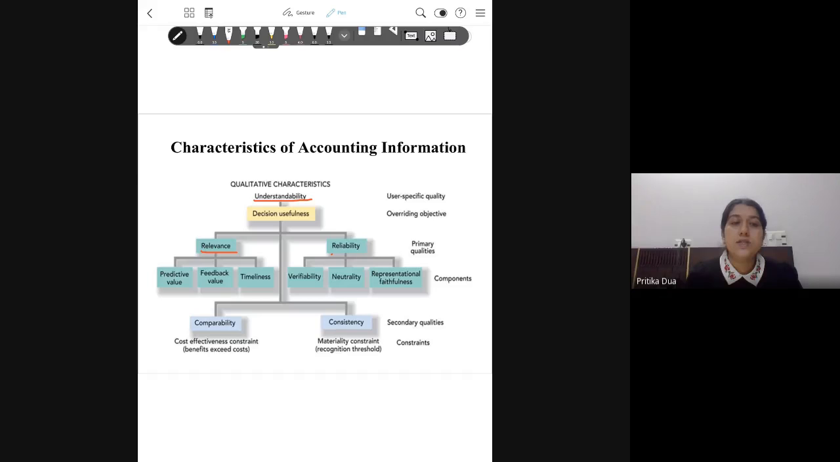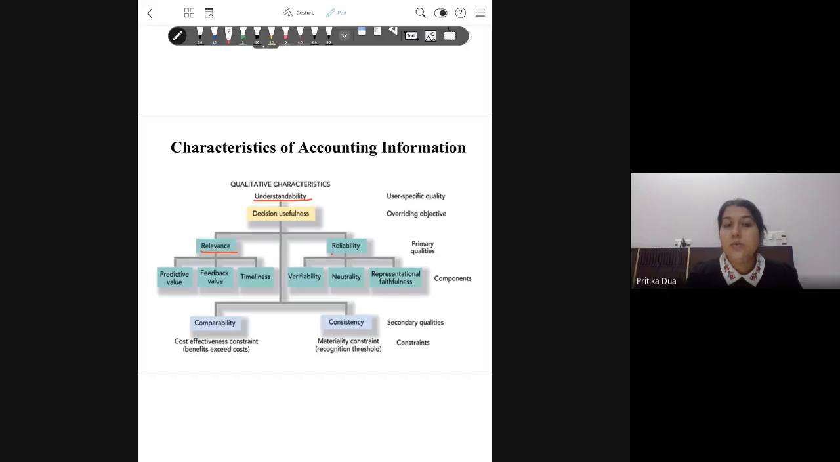Okay, so first term used is relevance. What is relevance? That whatever information there is should be relevant to the interested parties, they should have some use of it. Okay, now when is the information relevant? When it has predictive value, it has feedback value, and that information is timely. Predictive value is on the basis of the information you can take some decision for the future.